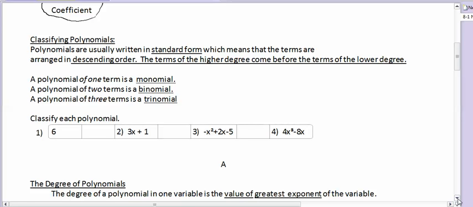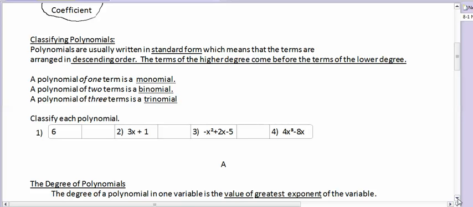Okay, a polynomial of one term is called a monomial. So write monomial on that line. Think of like you have monovision. You're only seeing one thing. Well, a monomial only has one term. A polynomial of 2 terms is called a binomial. It means that there's 2 terms, like a bicycle has 2 wheels. A polynomial of 3 terms is called a trinomial, like a tricycle.